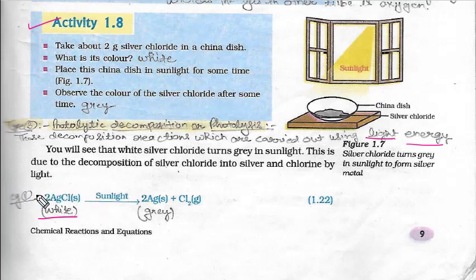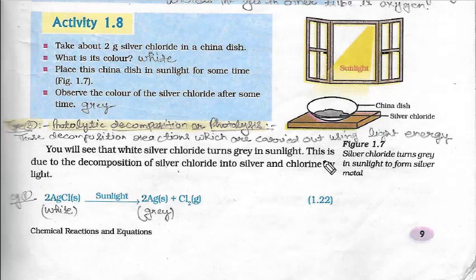So when we put the silver chloride in sunlight, it will break down into silver and chlorine gas. Chlorine gas will be evolved, and here we are only left with silver, which is gray in color. So after the reaction is completed, you will find a gray color residue in the china dish.